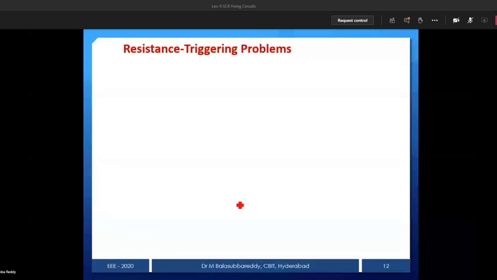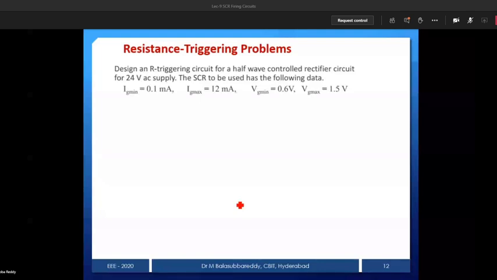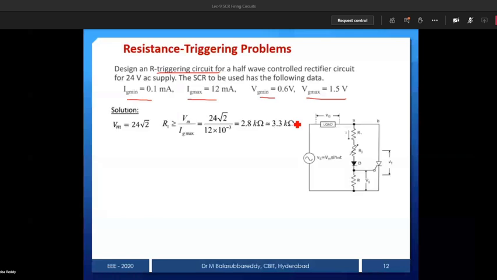Before going to RC, we'll see some problems. These data are given for an R triggering circuit: IG minimum, IG maximum, VG minimum, and VG maximum are given. The SCR is using this data, and we need to design the R value, that is, find the value of resistance. So this is the R triggering circuit.